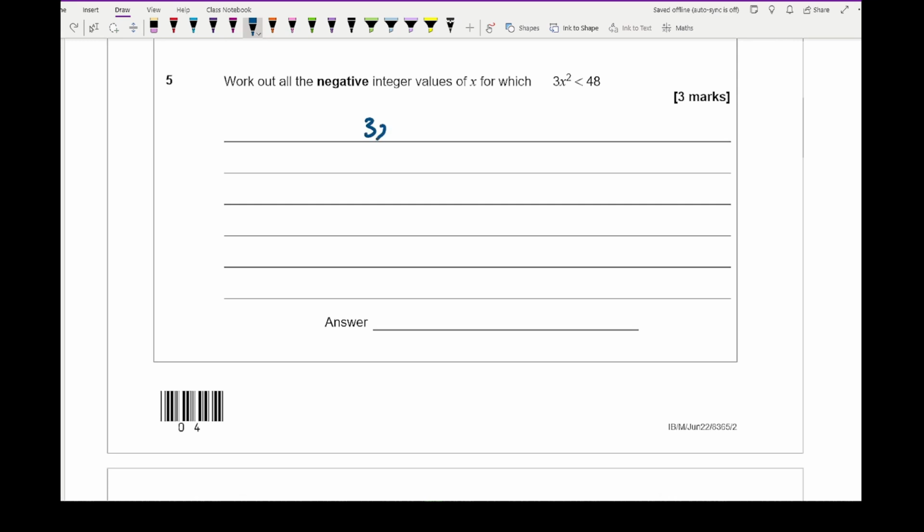Well, if I have 3x squared is less than 48, then I take the 3 over by dividing by 3, and that leaves me with x squared is less than 48 divided by 3, which is 16. And then, if you know your inequalities with quadratics, square root both sides, we end up with x between minus 4 and 4. The question is asking to write down all the negative integer values. Well, x is between minus 4 and 4, exclusive of those two numbers. So the answer is going to be minus 3, minus 2, and minus 1.